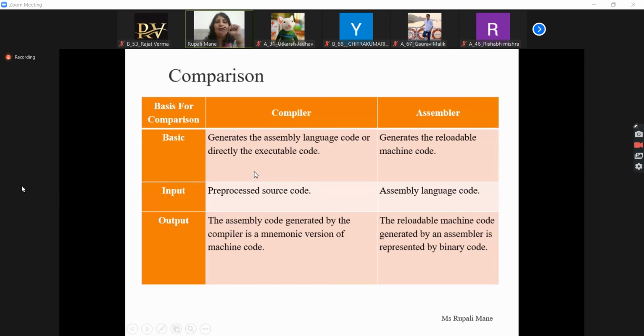Okay. So what is the difference between assembler and compiler? In the case of a compiler, it compiles code and converts it into machine language, whereas an assembler converts assembly language to machine language, then generates assembly language code or directly the executable code. There are two possibilities. Either it will convert into assembly language and then again you need to convert the assembly language into machine language, or directly it will convert into executable code. Okay, then it generates the re-loadable machine code.